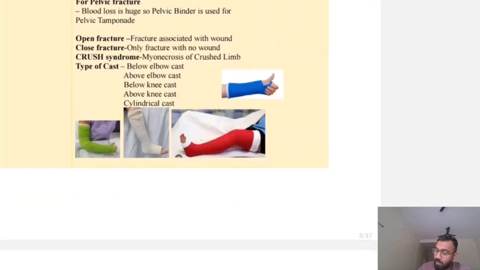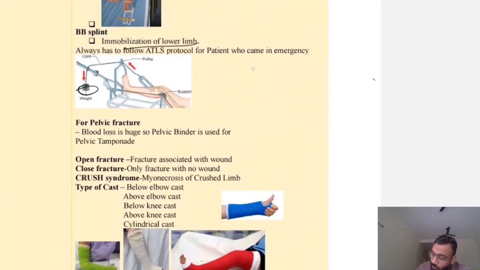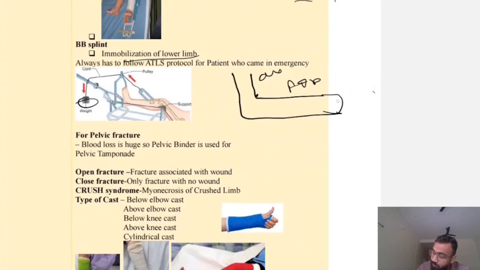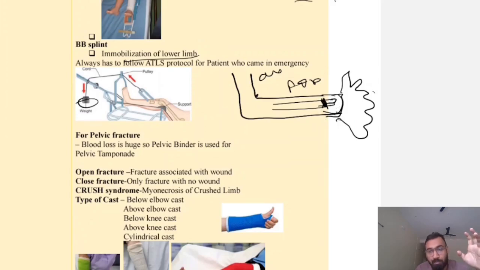Now the various types of cast. Below elbow cast. What is below elbow cast? Let's assume this is forearm, this is arm. Okay, this is elbow joint. So the patient has fractured the distal radius. So this is the fracture point. This is radius, ulna. This is hand. Okay. The patient is fractured here, and it is an undisplaced fracture. So you have applied slab for 7 days.